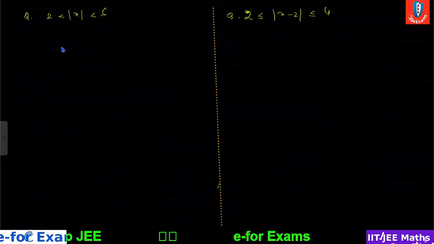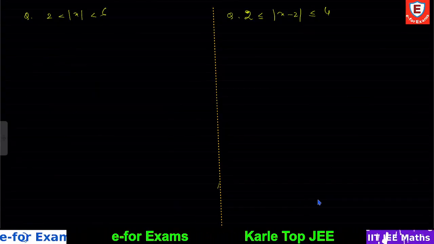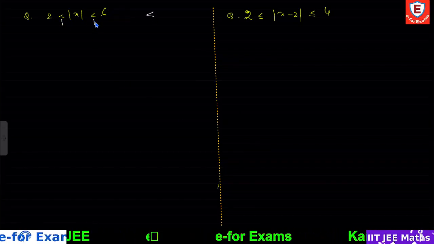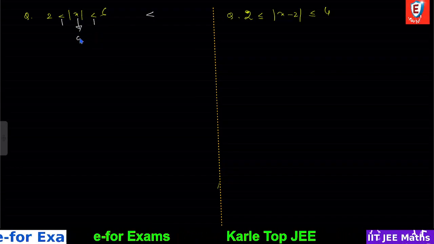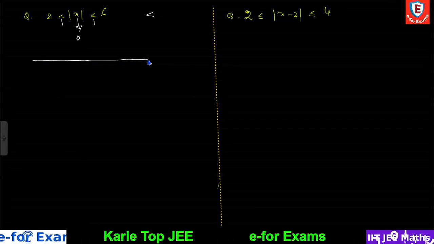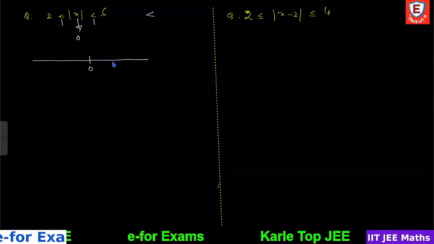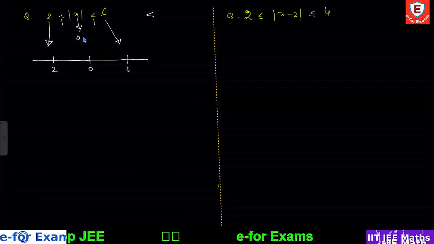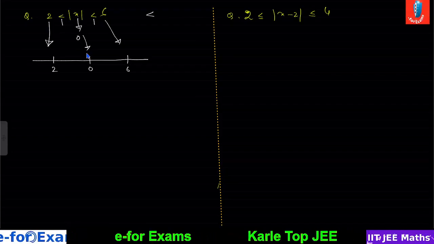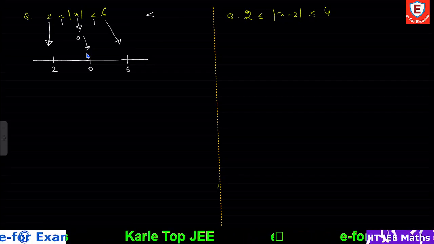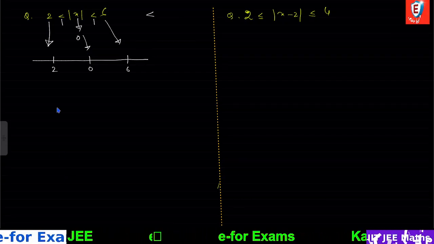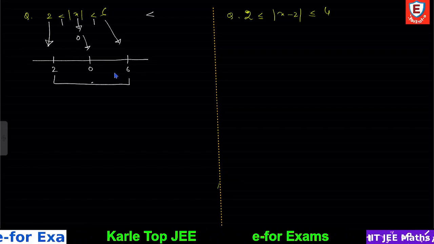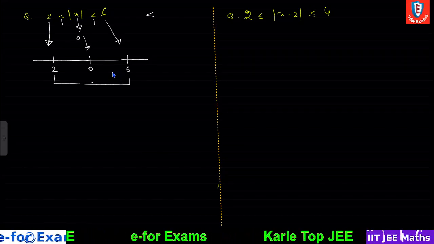Next, can you solve this? Here, what is the symbol here? In between, right? What is the critical point here? 0. So critical point is 0. And here 6. Here on the left 2. The function is between 2 and 6. The value of the function is between these two.